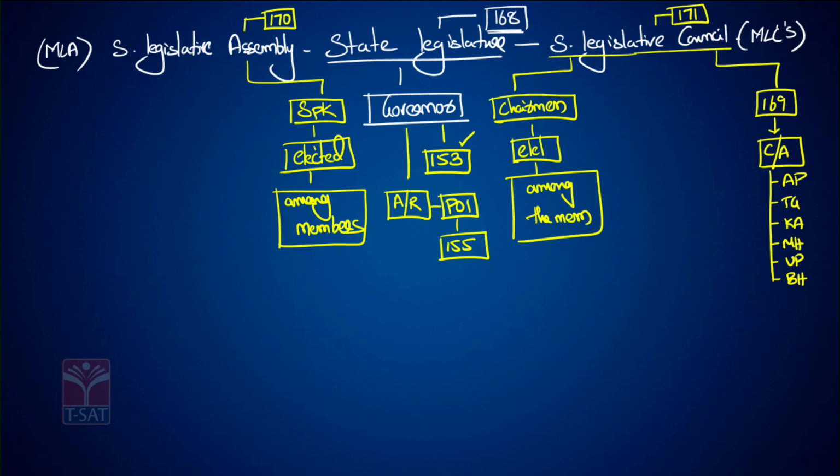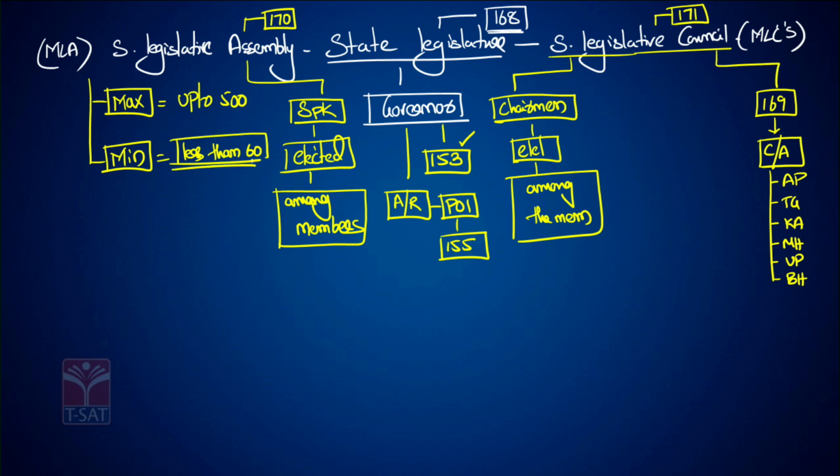Okay. Now let us see the composition of the assembly first. The maximum strength of the assembly can be up to 500. The minimum strength of the assembly cannot be less than 60, but with few exemptions to certain states like Mizoram, Pondicherry, Sikkim. Because of the less population, some states have been given exemption, but 60 is the minimum strength.